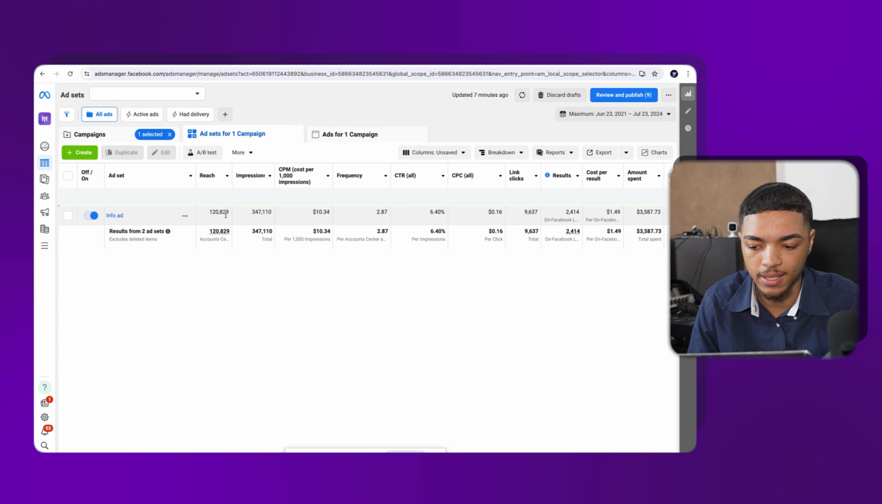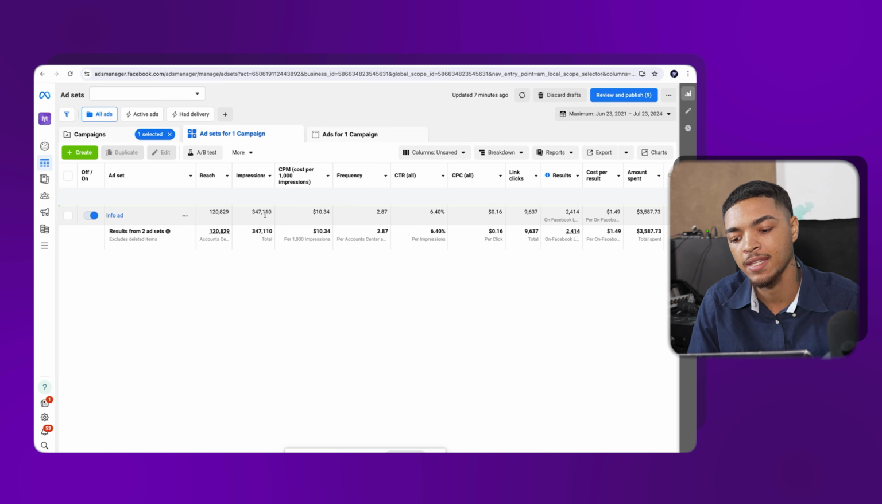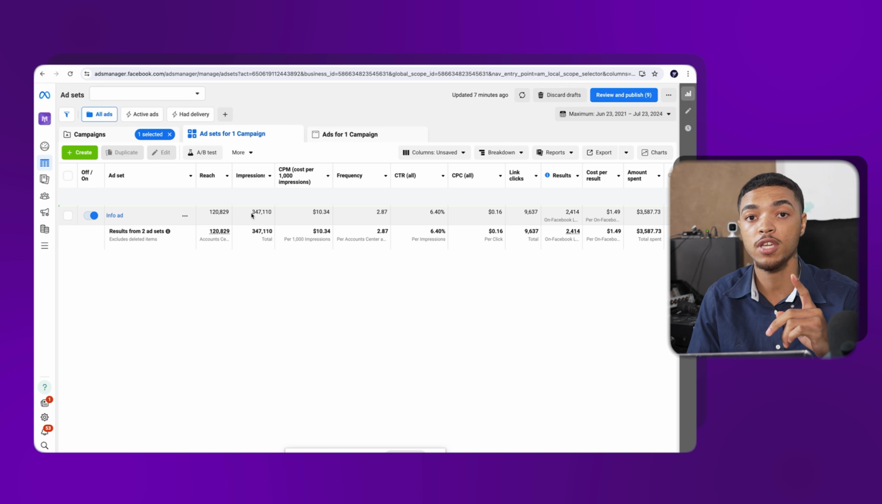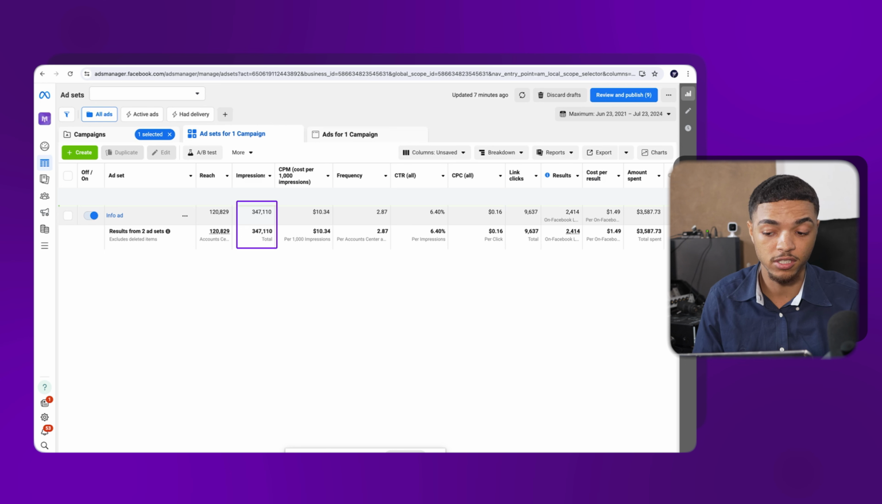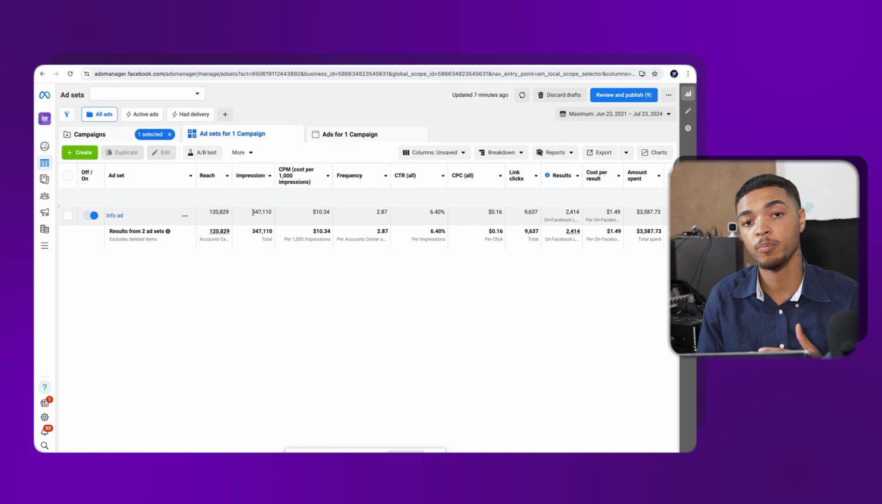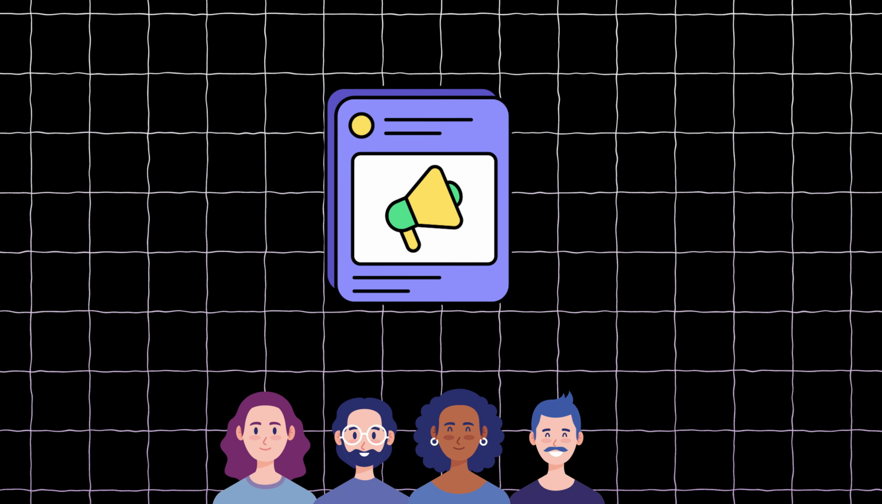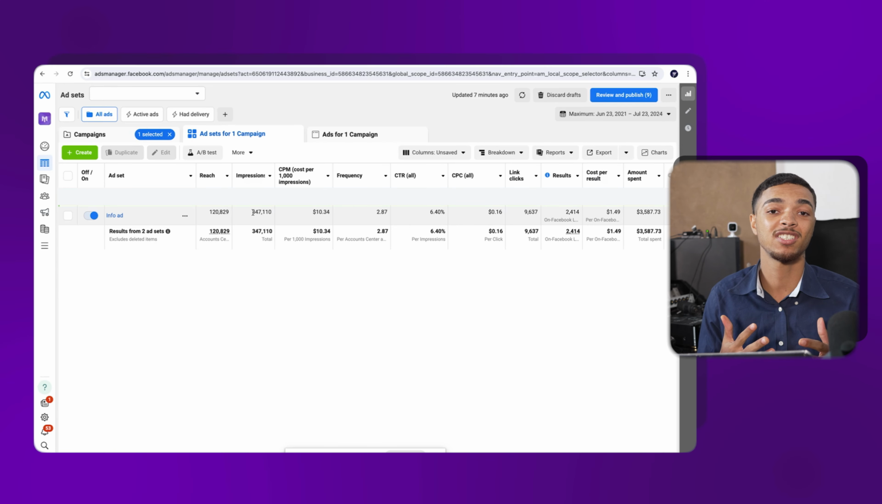The second one is impressions. So the impressions is pretty much the amount of times people saw it, but the key difference between reach is how many different people have seen it. You can see here the impressions for this ad is 347,110. This means that a couple of the people who Meta presented my ad to saw the ad multiple times. Increasing the impressions is same as increasing the reach. So those go hand in hand.